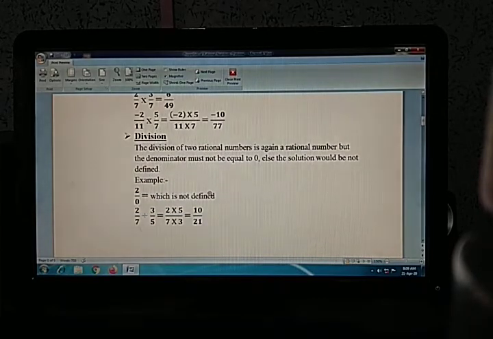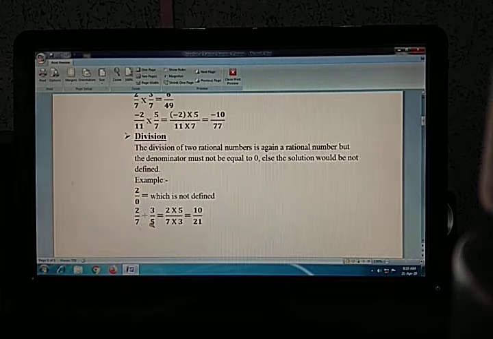If we go on to division, the division of two rational numbers is again a rational number, but there is a condition that the denominator must not be equal to 0. What will happen if the denominator is equal to 0? Then as we know, the solution is not defined. Say for example 2 by 0. Do we know the answer? No. It is infinity, or we can say it is not defined.